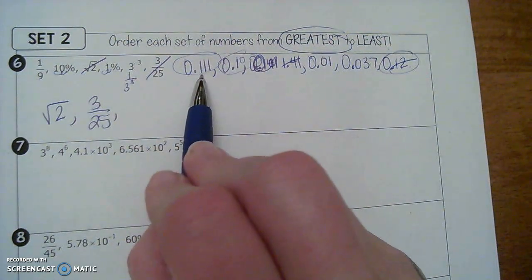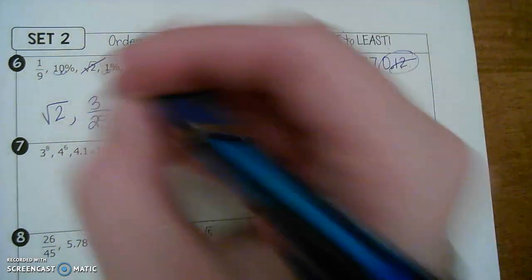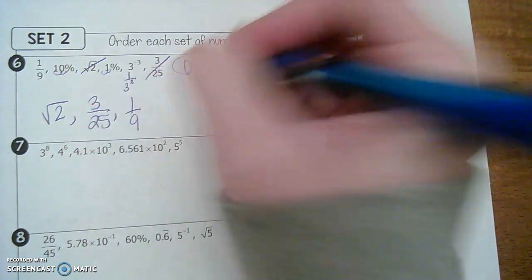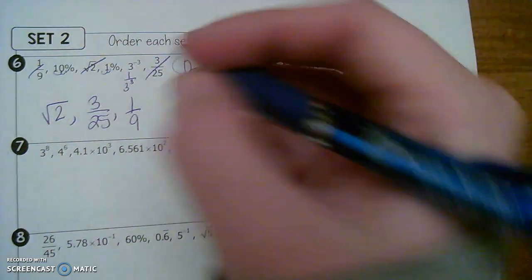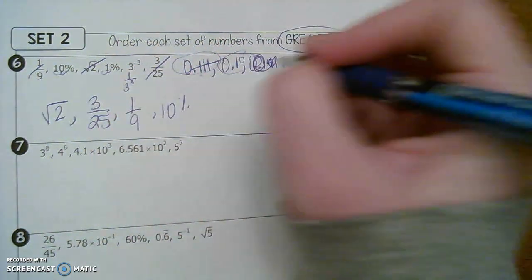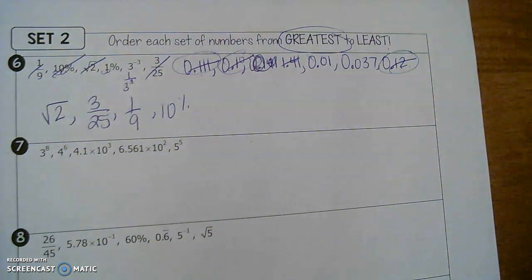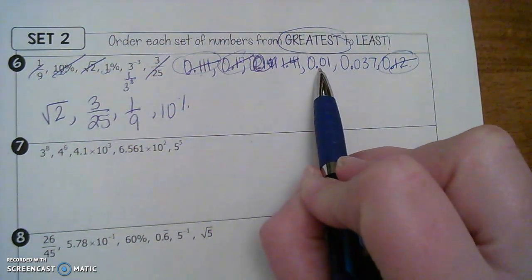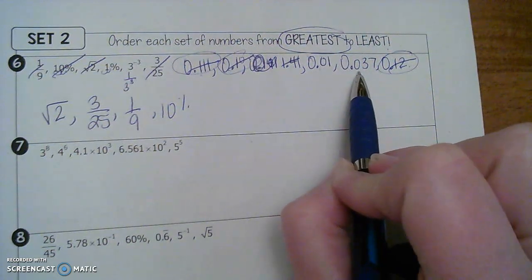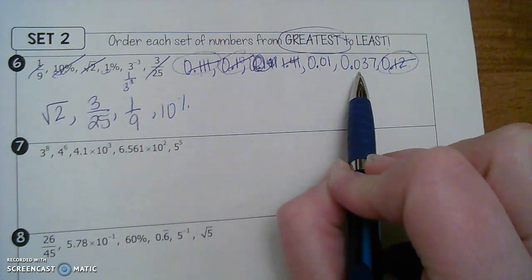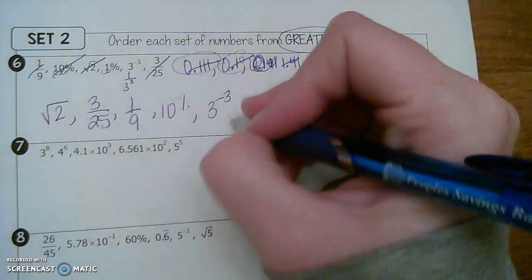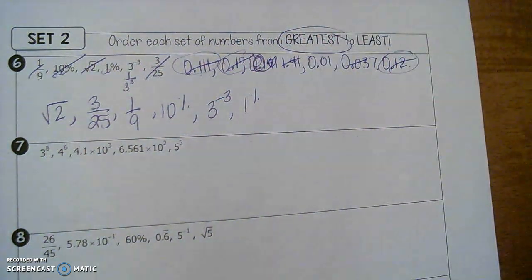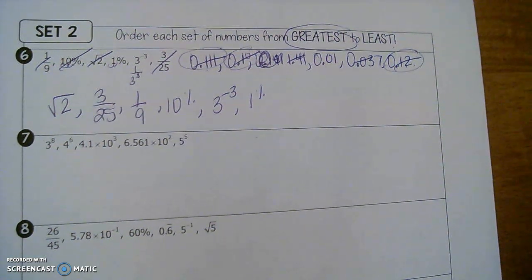Then the 1, 1, which is 1/9. And then the 1, 0, which is 10%. Then our last two we're looking at, this is a 0,1 and a 0,3. So the 0,3 is bigger. So 3 to the negative 3 would be our next one. And then 1% is our last number because it is the smallest.